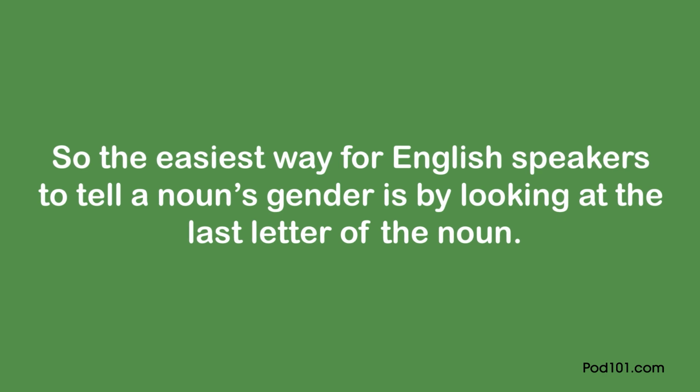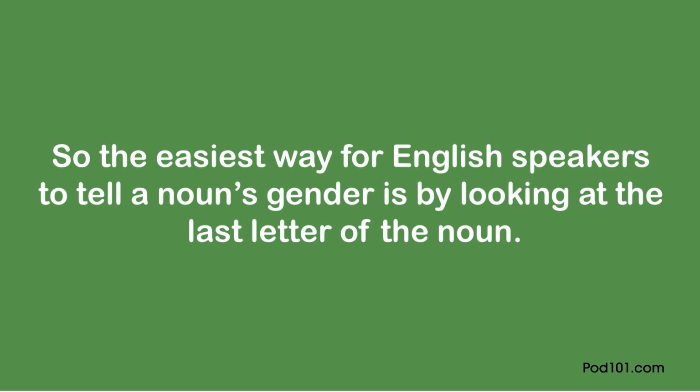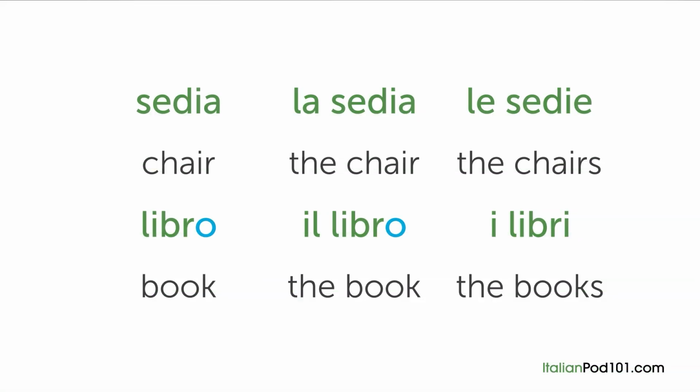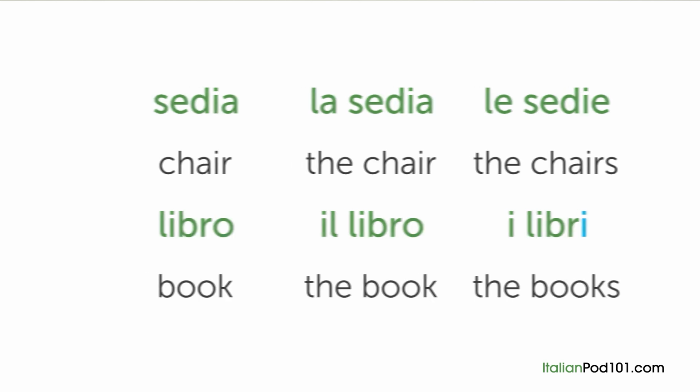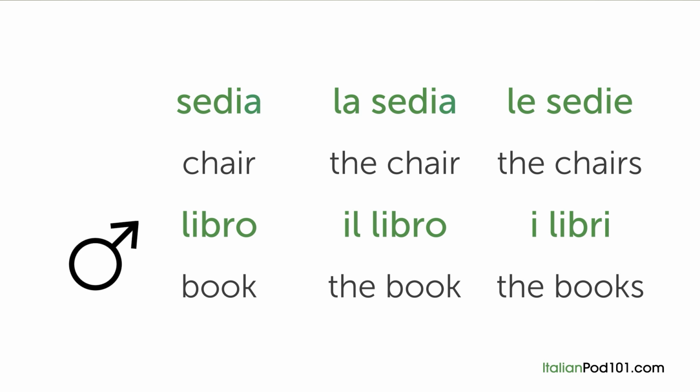So the easiest way for English speakers to tell a noun's gender is by looking at the last letter of the noun. If a noun ends with O in the singular and I in the plural, it's usually masculine. If a noun ends with A in the singular and E in the plural, it's usually feminine. For example, sedia, meaning chair, ends with an A, so it's feminine. La sedia. In the plural, le sedie. Libro, meaning book, ends with an O, so it's masculine. Il libro. And in the plural, i libri, ending with an I.